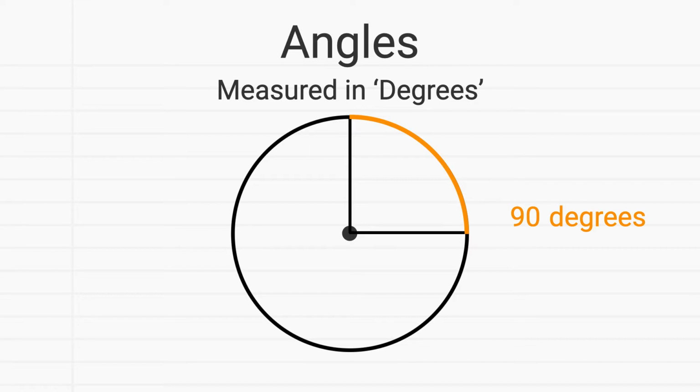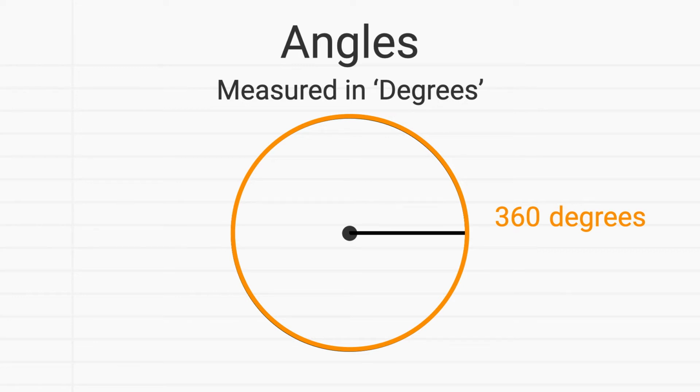This is a 90 degree angle. A bigger angle would be 120. We could get bigger and see a 180 degree angle. Here's a 245 degree angle, a 300 degree angle, and finally a 360 degree angle. A full circle is represented or measured as 360 degrees.